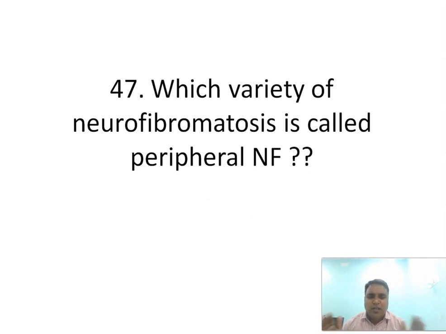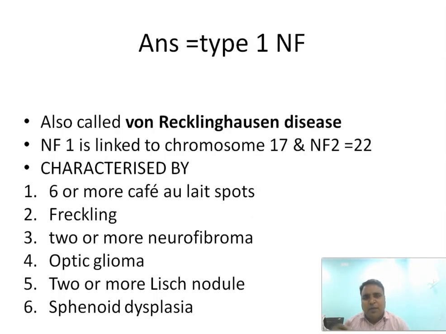Neurofibromatosis, as you know, has two types, type 1 and type 2. Your type 1 variety is known as peripheral neurofibromatosis. Your type 2 variety is known as central neurofibromatosis. Type 1 neurofibromatosis is also known as von Recklinghausen disease. The NF1 gene is linked to chromosome number 17, and chromosome number 22 is linked to neurofibromatosis type 2. So type 2, 22.